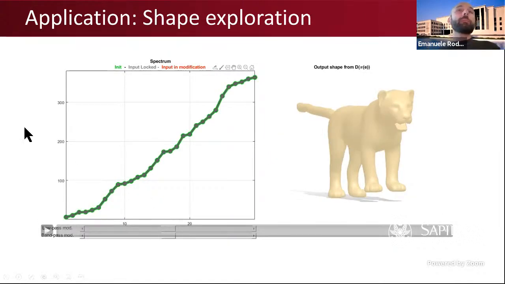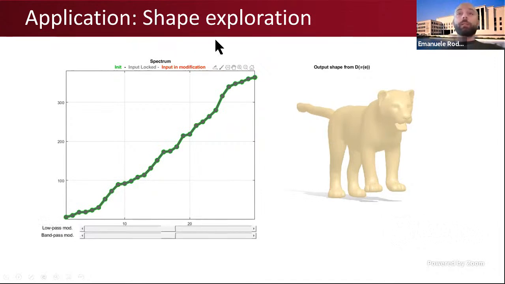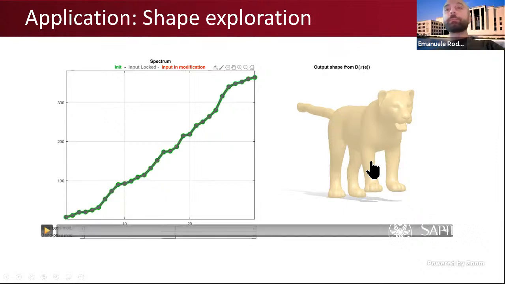Okay, so the second application in computer graphics is called shape exploration. So imagine the following before I play the video. Imagine that I start from this lion shape, and these are the Laplacian eigenvalues of the lion shape. Okay, so now I'm wondering what happens if I pump up the low band. Okay, so the low frequencies, I want to amplify them. So this means that I'm looking for rounder features in my shape. So what I'm going to show you, I'm going to play the video, and in the video, we actually amplify low frequencies or amplify high frequencies. So we play with the spectrum, and in real time, we reconstruct the resulting shape.